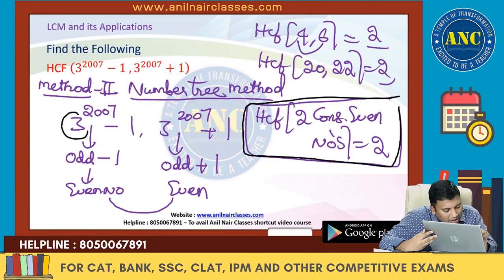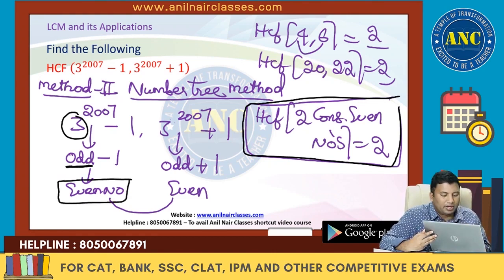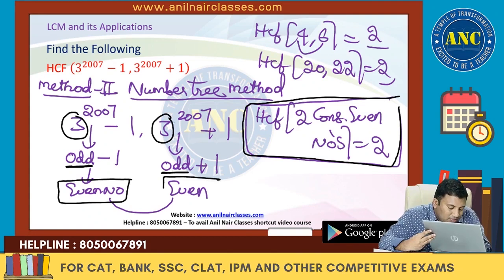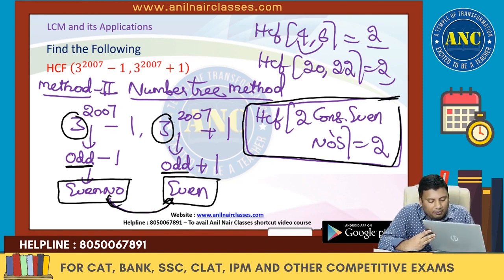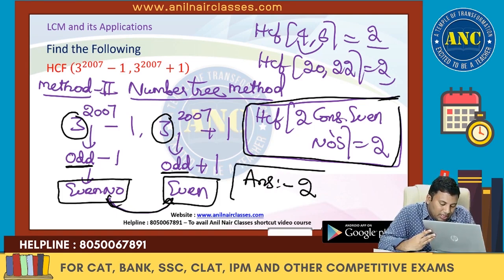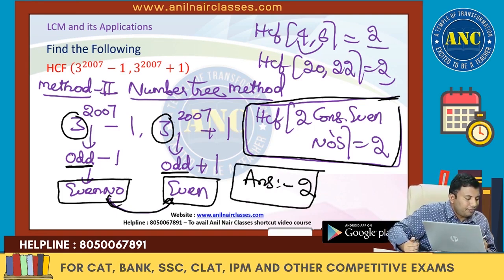3 is an odd number. Odd power any number is an odd number. Odd minus 1 is an even number. Odd plus 1 is an even number. These two are consecutive even numbers. For consecutive even numbers, the HCF is 2. Method 2, by using the number tree method, the answer is 2.